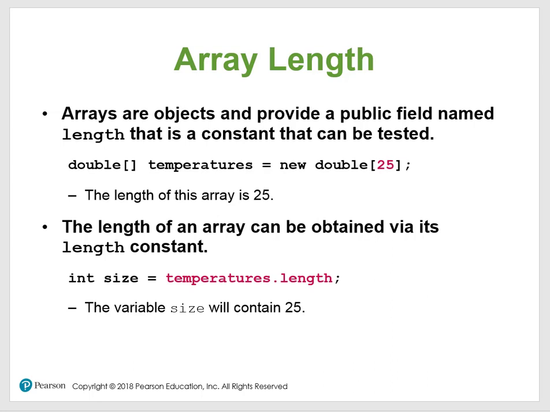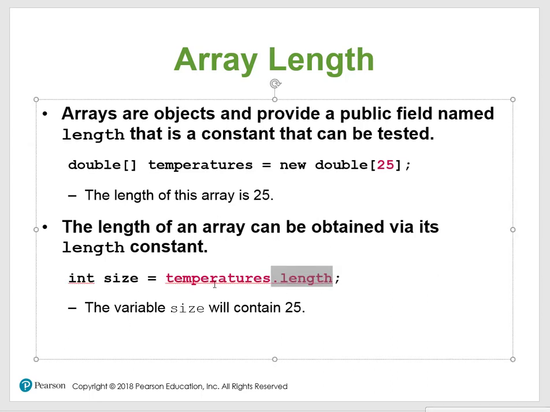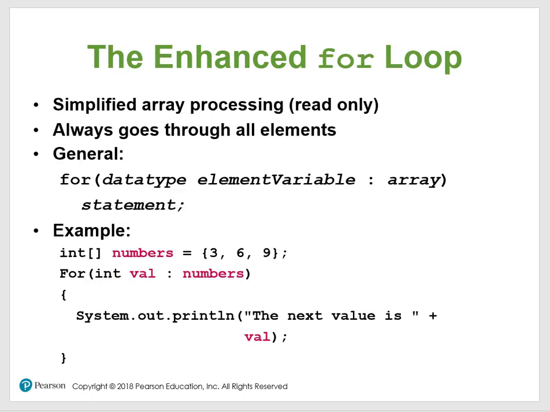Arrays are objects and provide a public field named length that is a constant and can be tested as well. So you have temperature, new double of 25, the length of this array is 25. So the size of this array is 25. This is important. If I use this length field on temperature, this will give the size of temperature, and it returns 25 because I gave temperature a size of 25. Okay. So really good way to process an array.